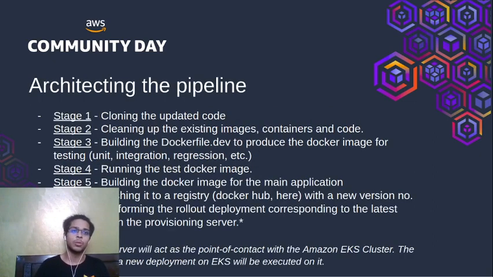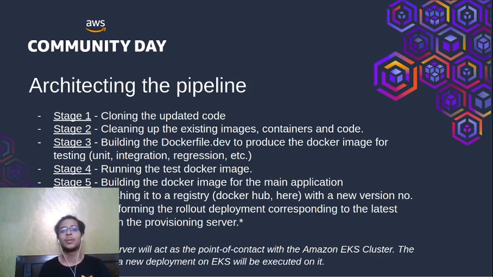Cool. So now moving on, based on the objectives of this pipeline, these are the stages which I am going to be including in my pipeline. So the first stage is simple. It's going to be cloning the updated code. So let's say a developer pushes new code. Then the pipeline will be triggered by means of a webhook, and these stages will start executing sequentially, right? So the first stage is going to be cloning the updated code.